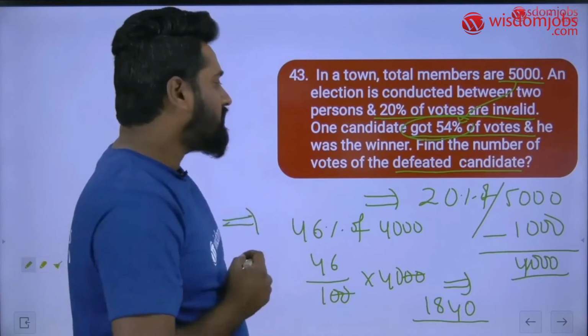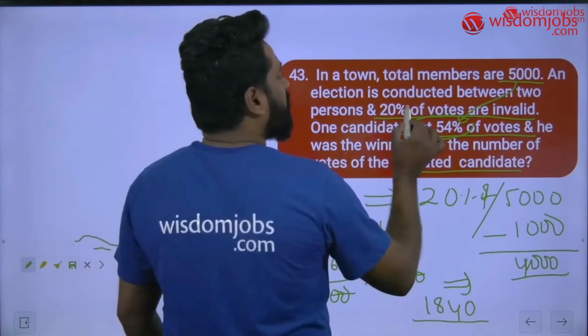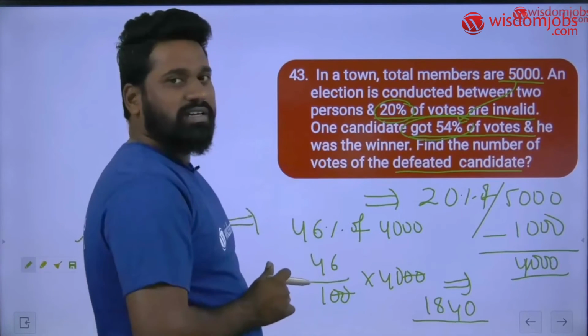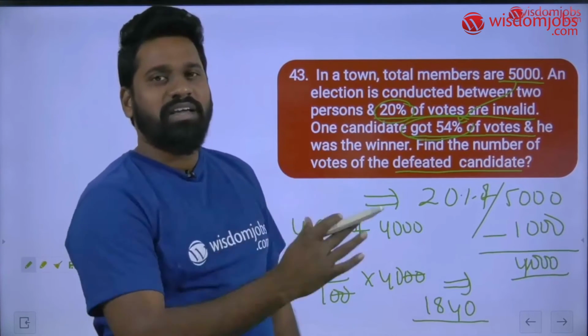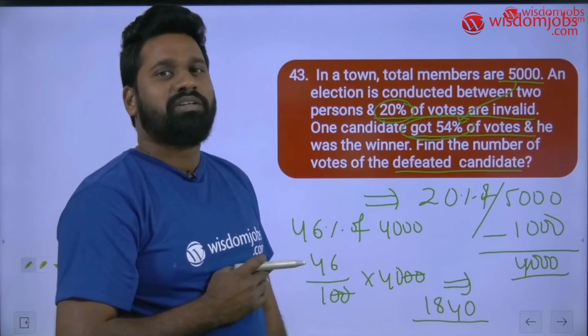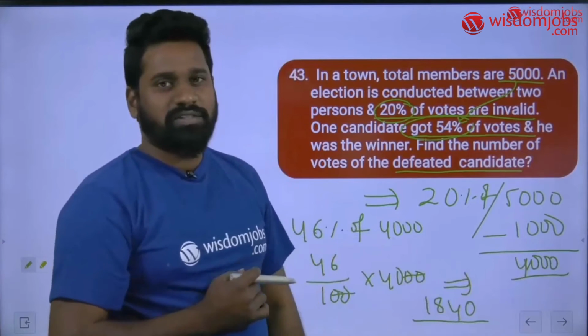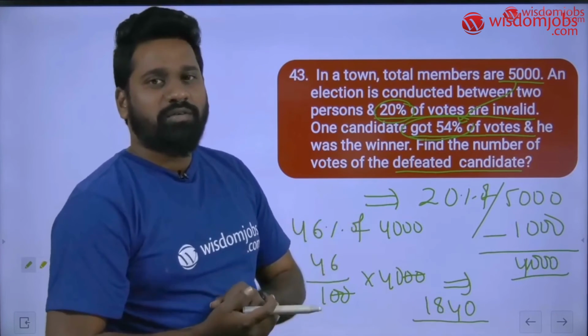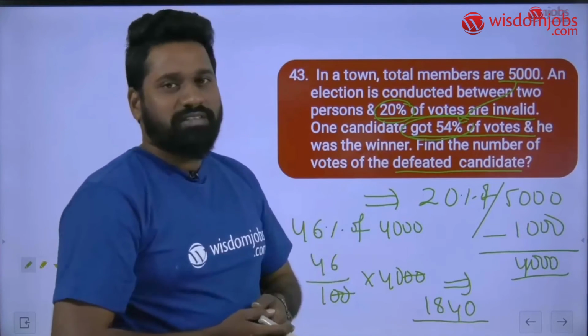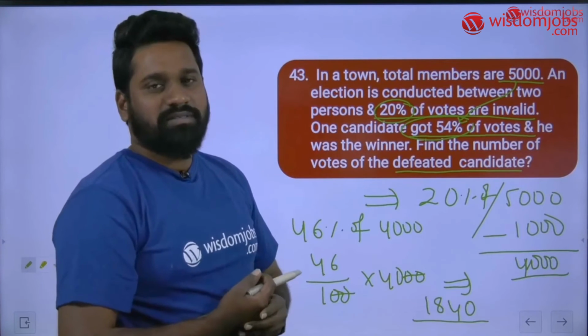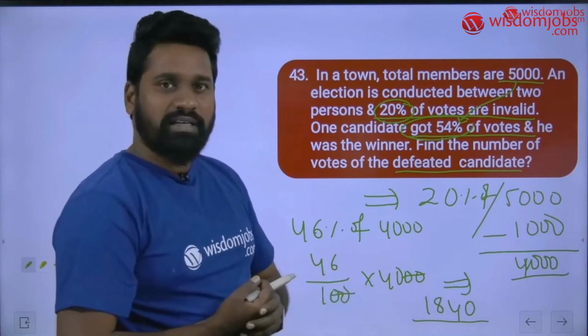Is it clear? So first always subtract those 20% from the total number of votes, because those votes are invalid. Only take the valid number of votes. Out of these valid votes, 54% for the first one, remaining 46% for the second one. Clear now?